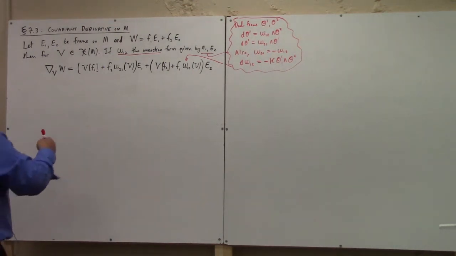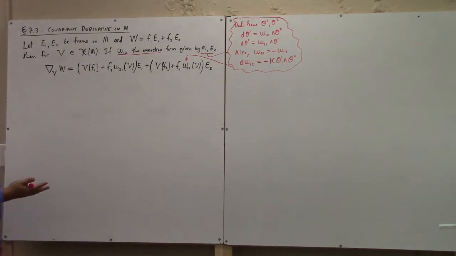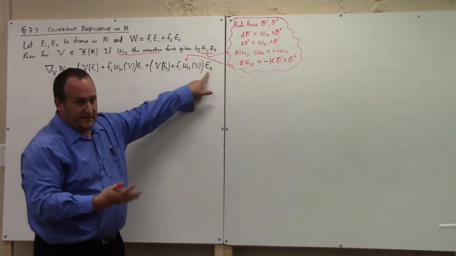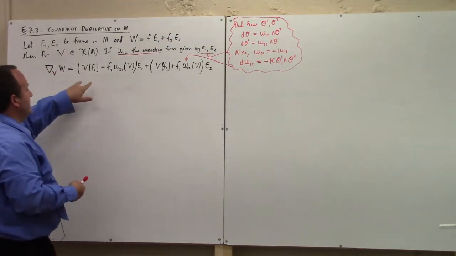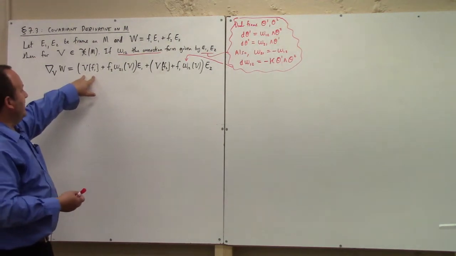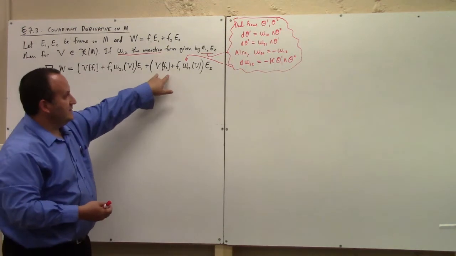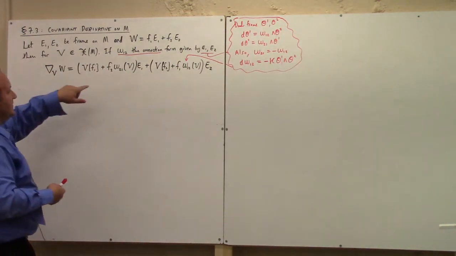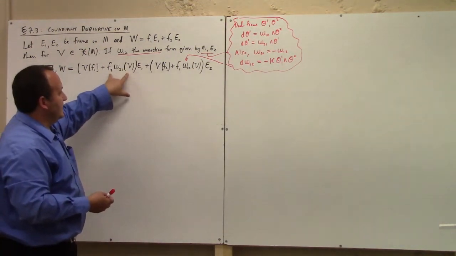This is manifestly a tangent vector field because notice that it's a linear combination of E1 and E2, which are tangent vectors to the surface, right? And V of F1 and V of F2, that's kind of what you would expect for just a plain derivative. And this other term here is kind of new and interesting.